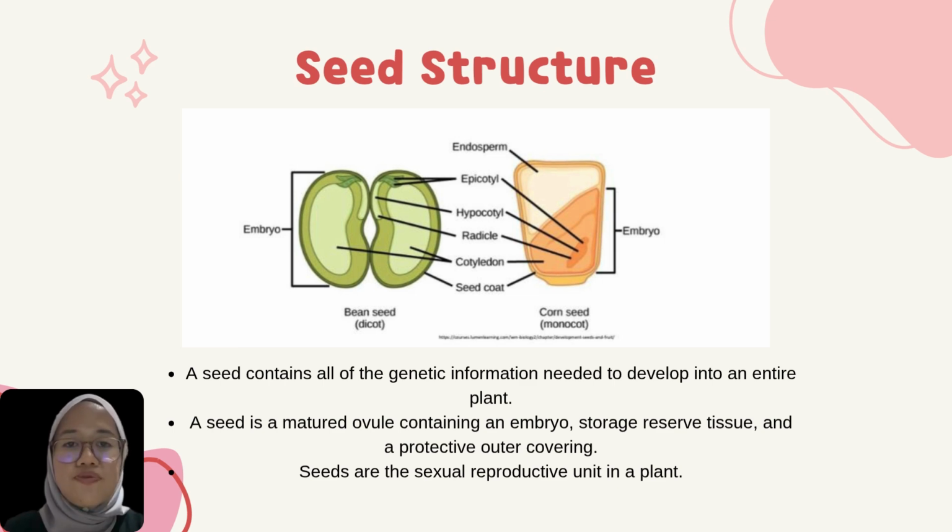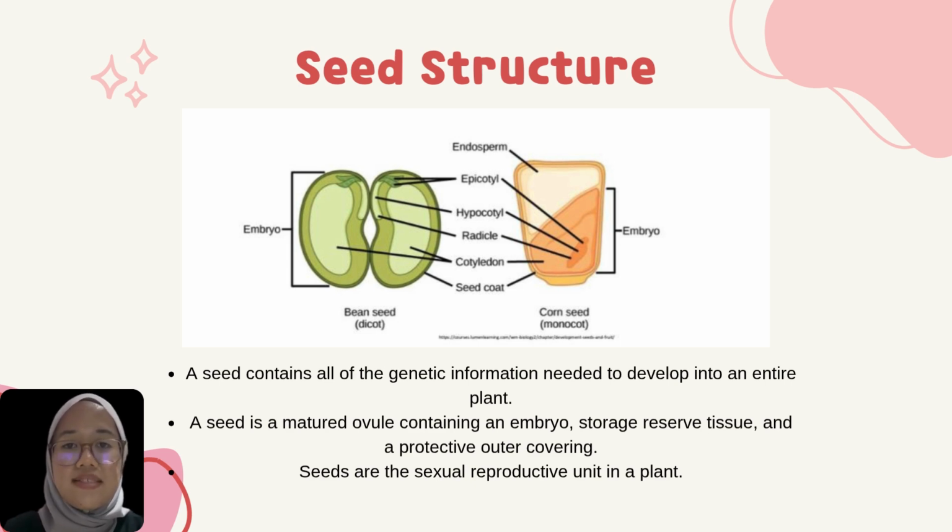Next, we move to the seed. A seed contains all of the genetic information needed to develop into an entire plant. A seed is a mature ovule containing an embryo, storage reserve tissue, and a protective outer covering. Seeds are the sexual reproductive unit in a plant. This seed has two cotyledons, or seed leaves.